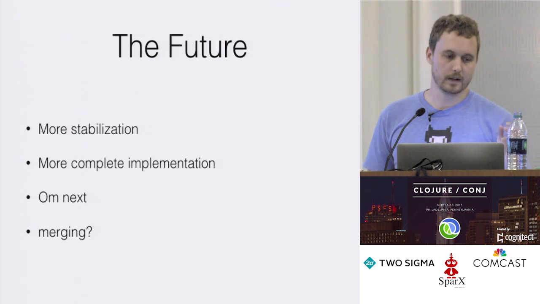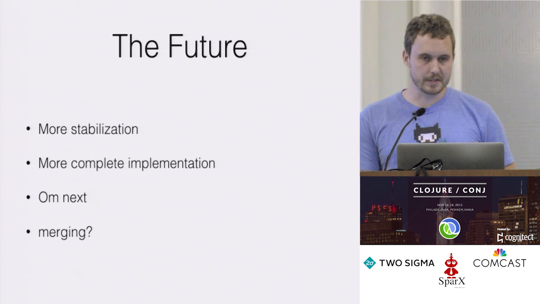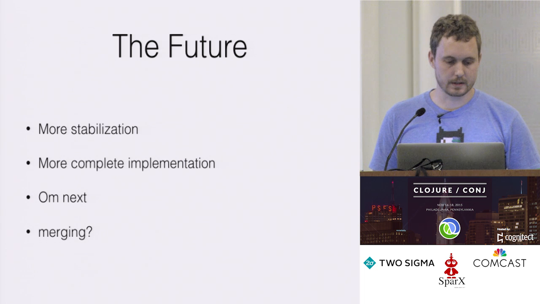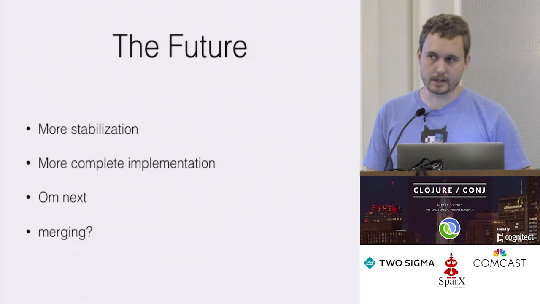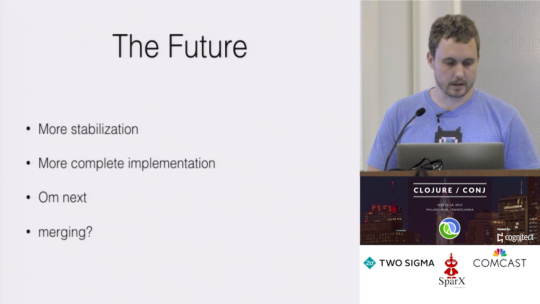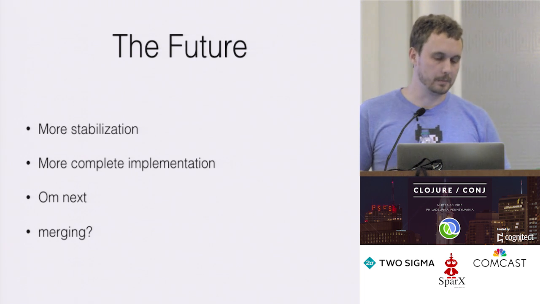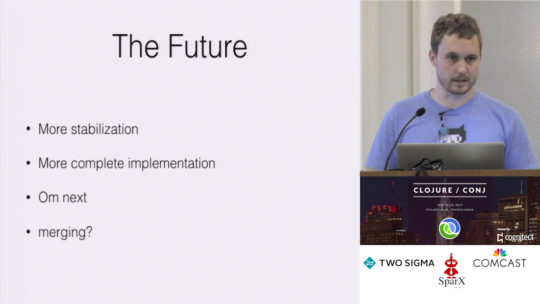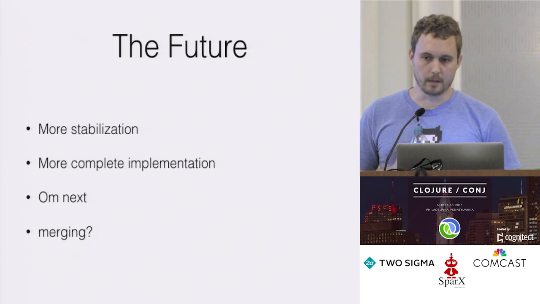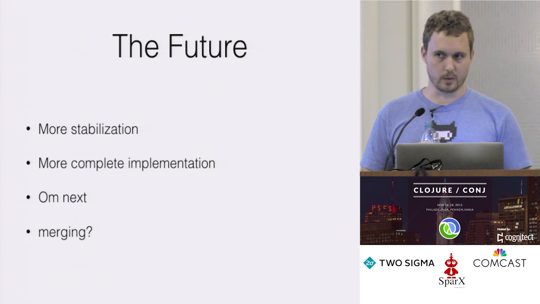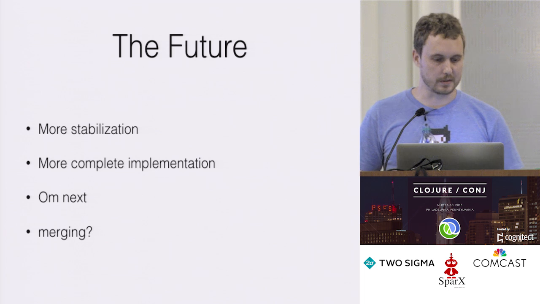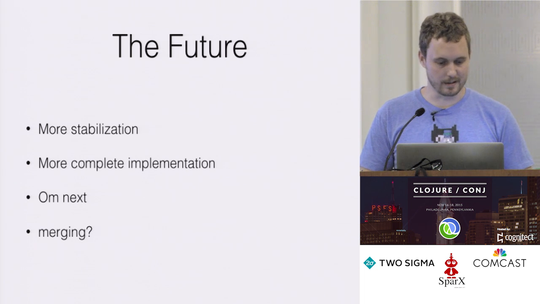All right. So in the future, this does need more stabilization. It's still not quite ready for production. But so far, I haven't seen any obstacles for why it can't go to production. Needs more complete implementation. Like I said, it does the bare minimum right now. If there are features in Ohm that I don't use or didn't understand when I wrote the source code, I just didn't copy those.